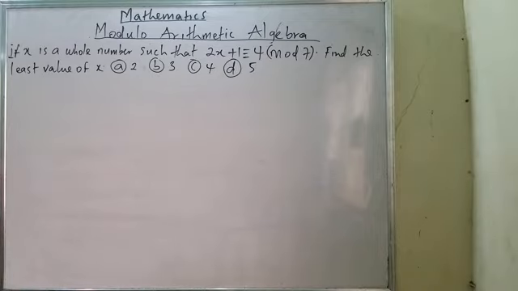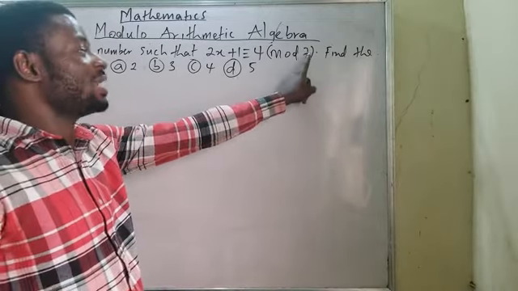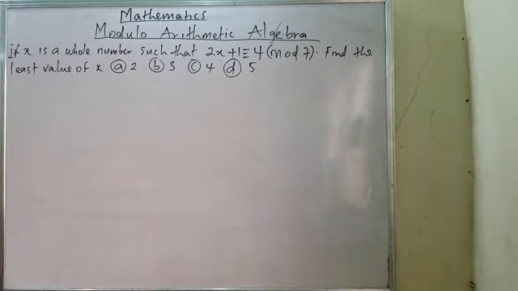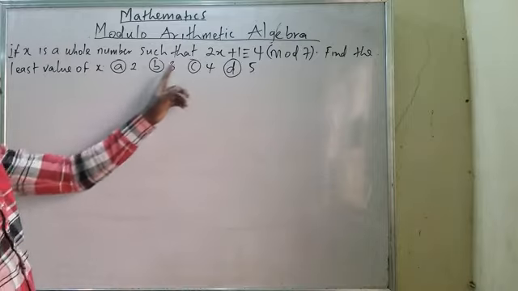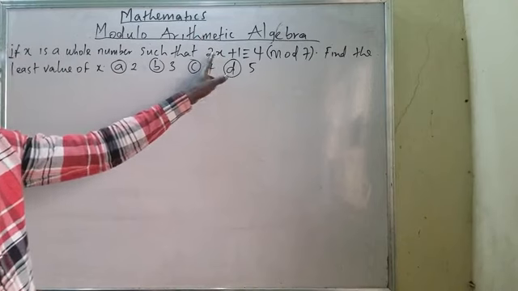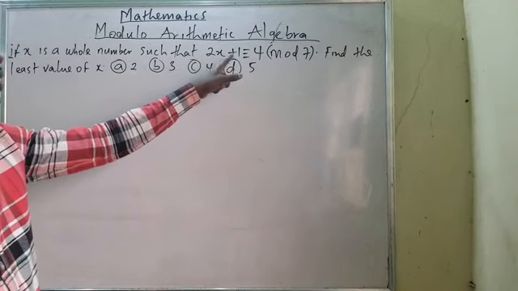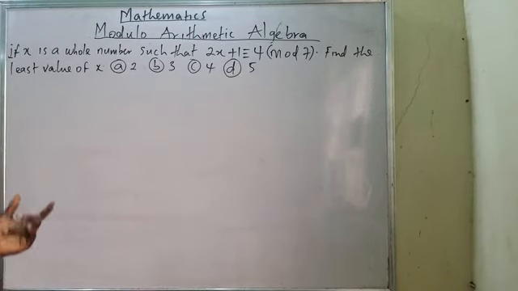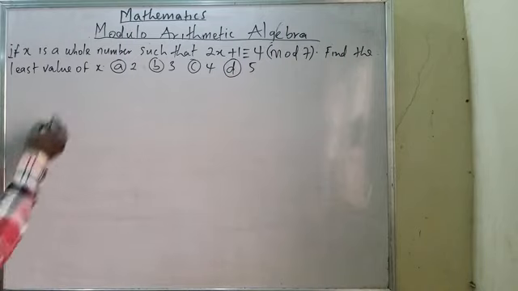Don't forget, it can be any of the options because we are talking about mod 7. You must not get a number greater than or equal to 7. Mind you, if my x is 2, 2 times 2 is 4, 4 plus 1 is 5, it cannot be possible. Okay, let's try to solve it. Solution to this problem.